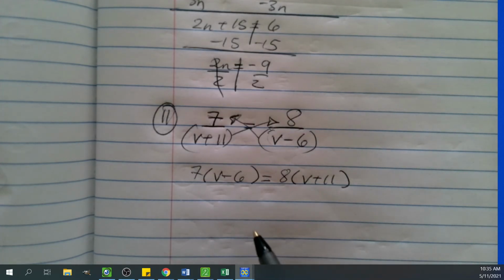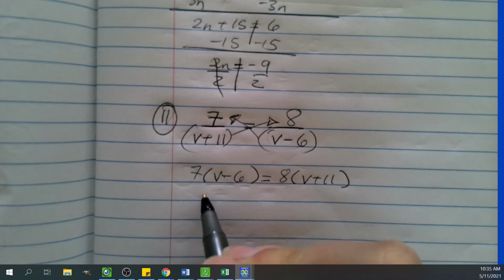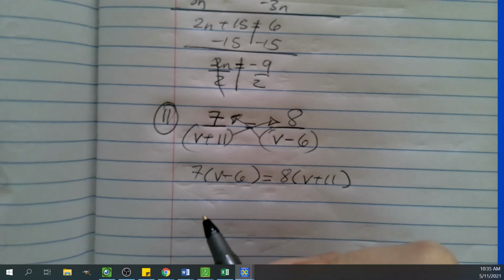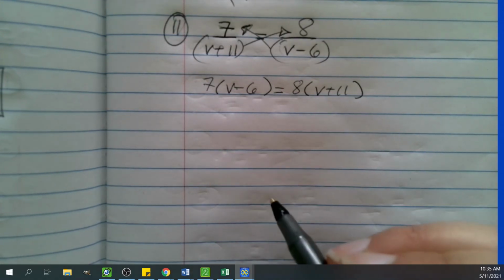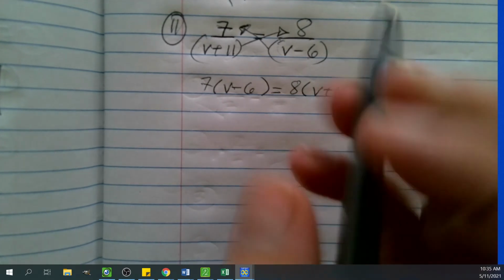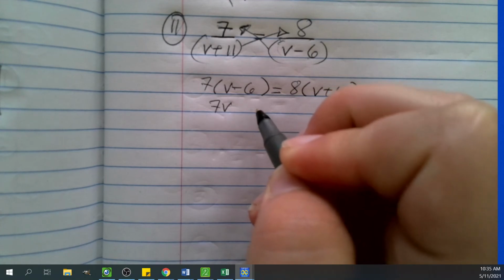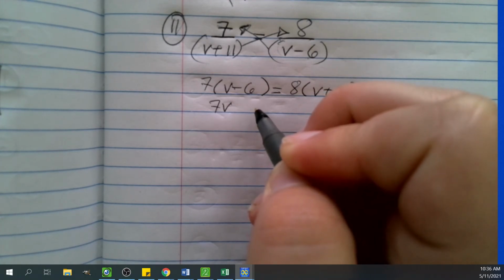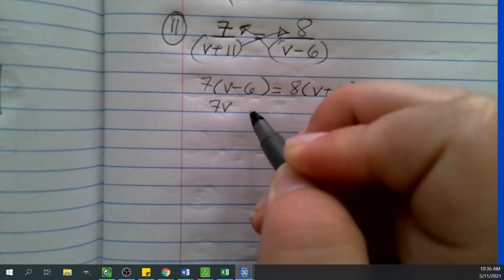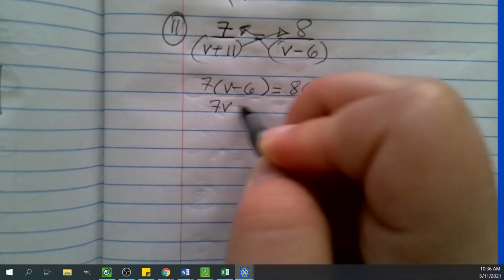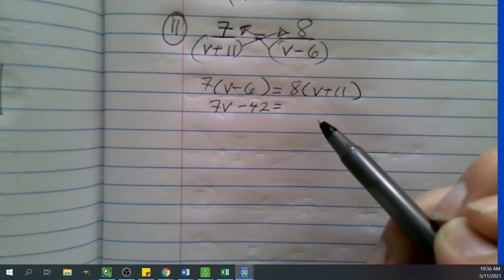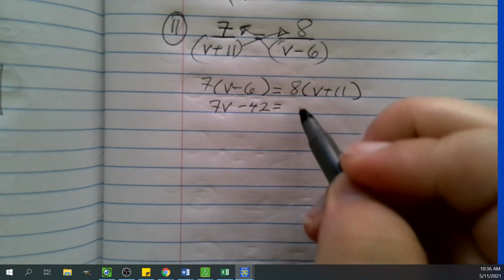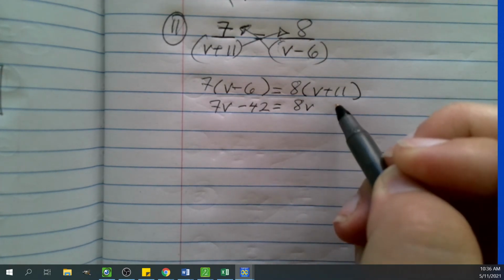Omar, can you distribute for me? Can you distribute for me? 7 with the b and the 6. Tell me what it makes. 7b minus 42. Mm-hmm. What about here? 8 with the b. 8b and then plus 88.